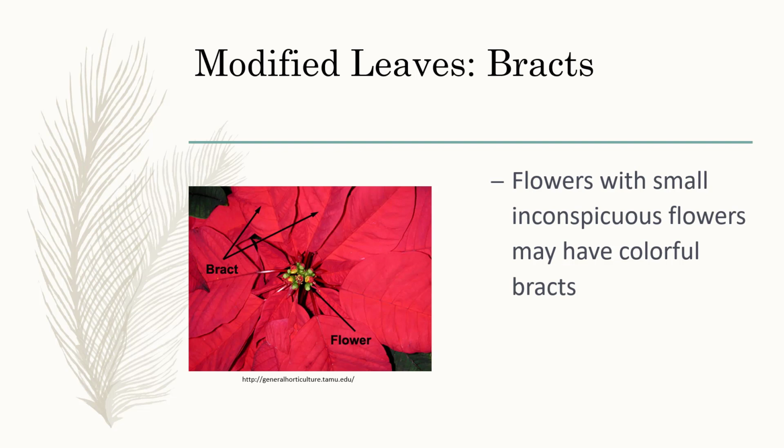Modified leaves include bracts. These are flowers with inconspicuous flowers. You can see at the base here, and if you've taken any classes from me, or you will, you'll understand that poinsettias are my least favorite plant on the face of the earth. But anyway, they're a great example of bracts. So these are just leaves. They're just colored leaves. So the flowers are in the center. And if you're going to buy a poinsettia at Christmas time, you want to make sure that these flowers are tight in the middle. If they're wide open, chances are it's not going to last very long.